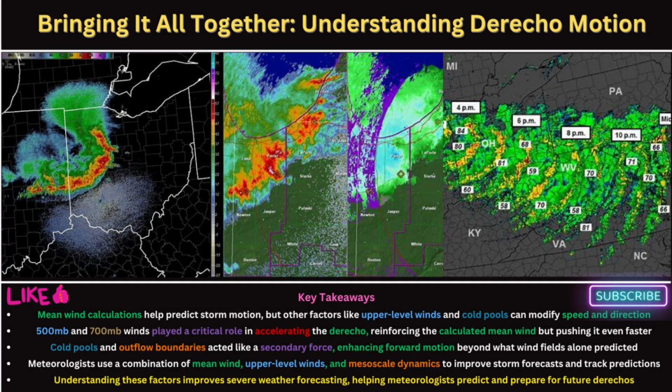Now that we have broken everything down, let's recap the key takeaways from this case study. Number 1, mean wind calculations provide a solid estimate of storm motion, but they do not tell the full story. Number 2, upper level winds at 500 to 700 millibars played a significant role in steering and accelerating the Derecho. Number 3, cold pools and outflow boundaries reinforced storm motion, helping sustain the Derecho's extreme speed. And lastly, meteorologists use a combination of mean wind analysis, upper-level wind observations, and mesoscale dynamics to improve storm forecasting. By understanding these influences, we can better predict and prepare for future Derechos and other extreme wind events.